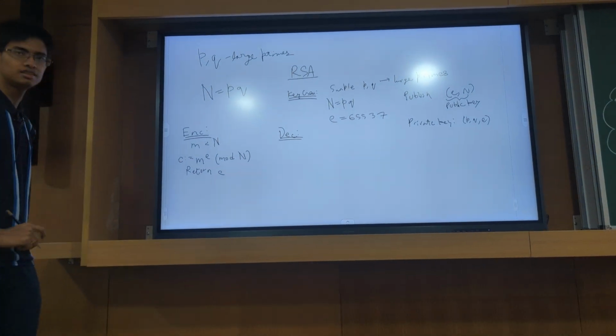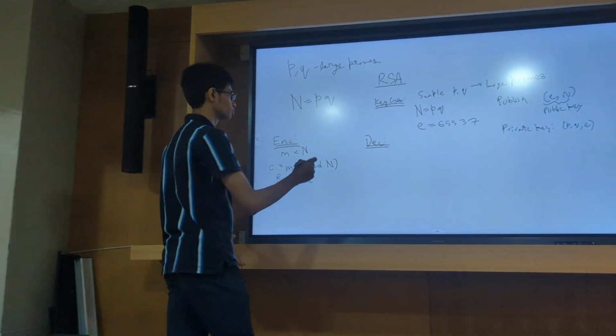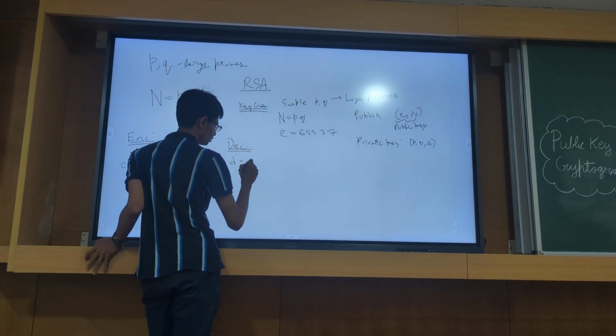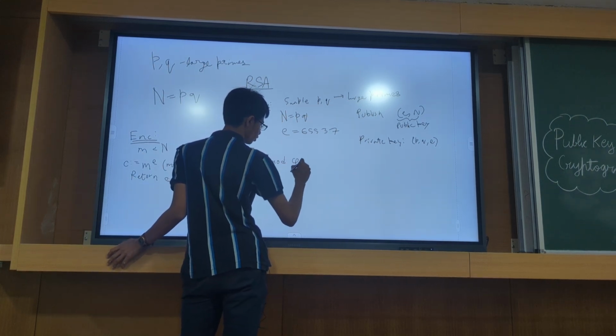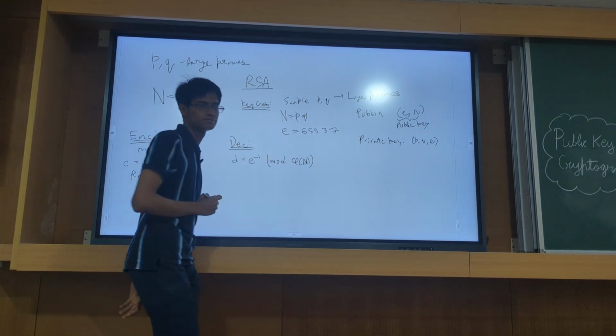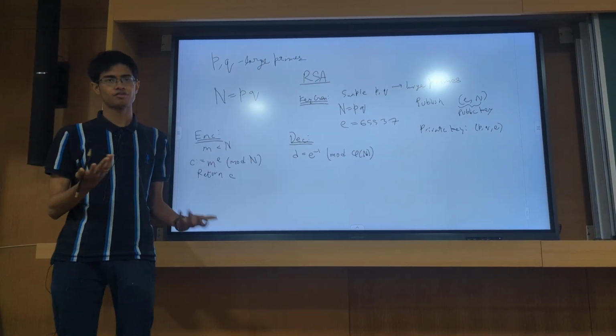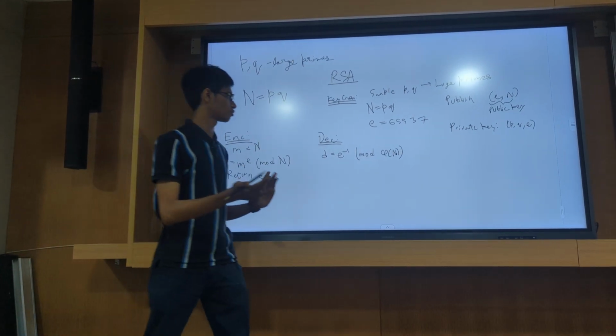So Bob has C now. So Bob computes the following. He computes d, which is e inverse mod phi of n. Right, phi of n is the Euler totient function. So first of all, what is phi of n?